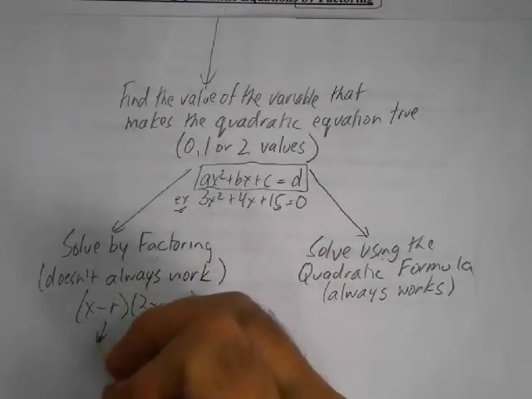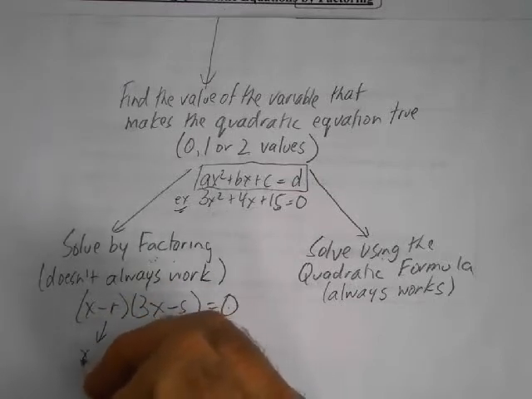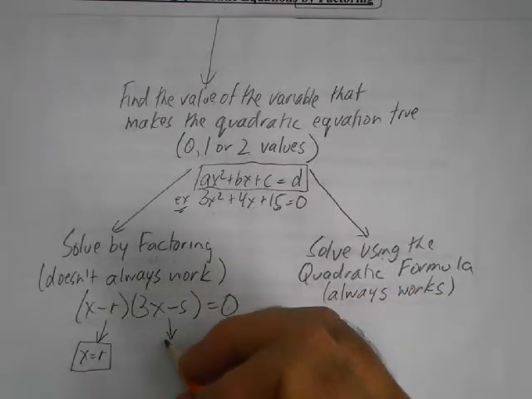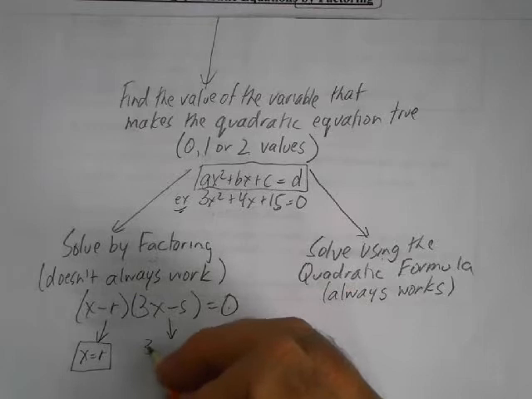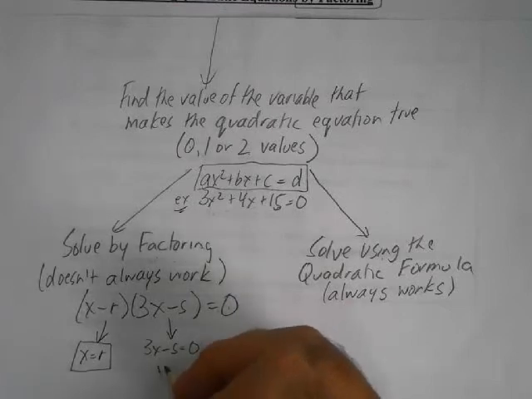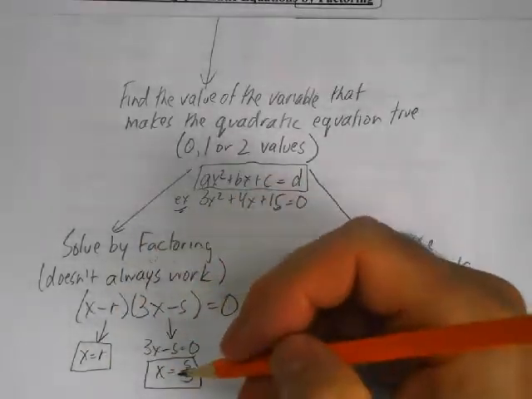So in this case, you could see, well, in order for this to be 0, x would have to be equal to r. That would be one solution. And this one would be, if I set that to 0, I'm going to see that x is equal to s over 3. So that's what we're going to be doing today.